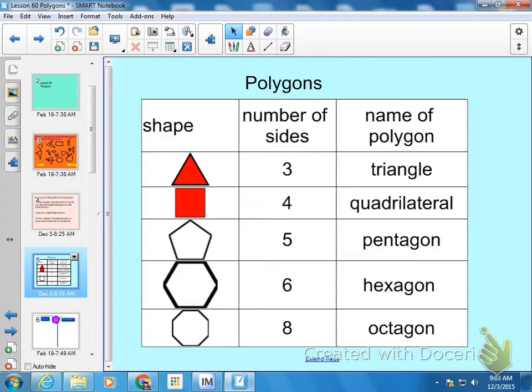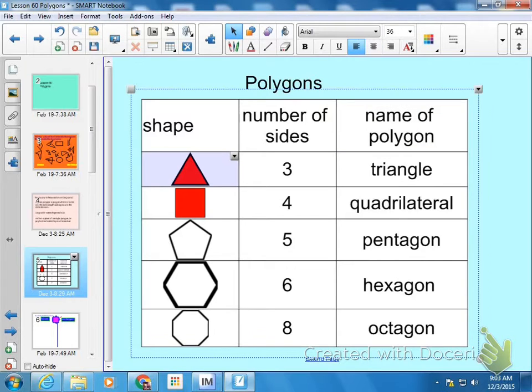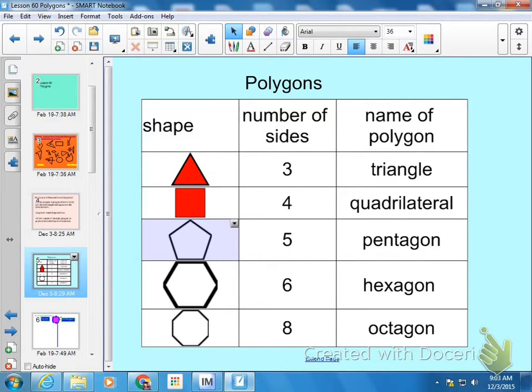Now we're moving on to a table showing different types of polygons. I want you to pause the video again and make this table in your notes. We have a shape column, number of sides, and the name of the polygons here. So a 3-sided shape is a triangle, we know. And a 5-sided shape is a pentagon. A 6-sided shape is a hexagon. And an 8-sided shape is an octagon.